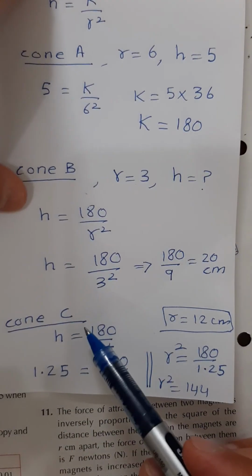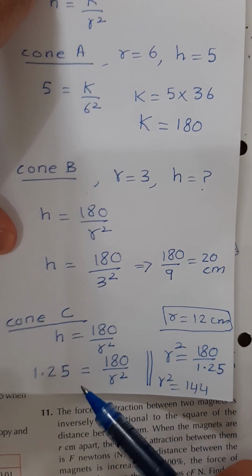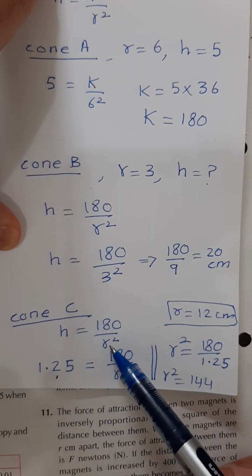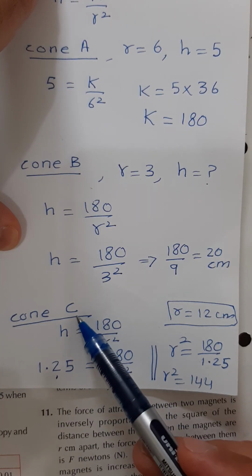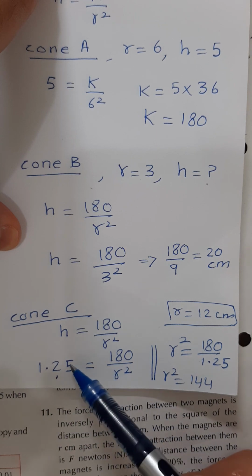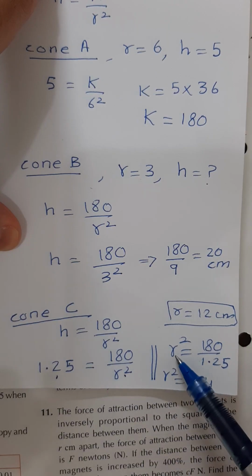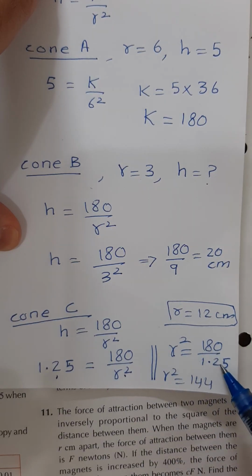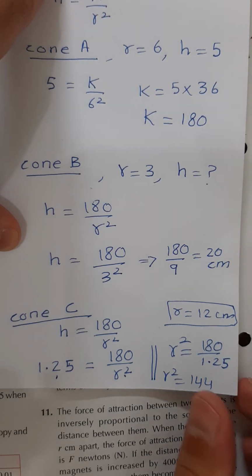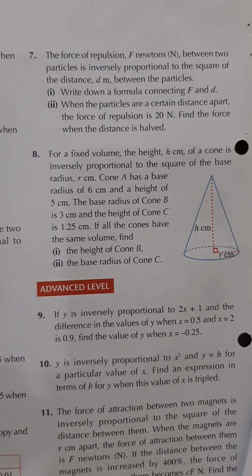Whereas for cone C, they have given you the height, which is 1.25, whereas they have asked you to find the base radius for cone C. So r square will be moving to the left side and 1.25 will be coming to the right side. It will become r square is equal to 180 over 1.25, which will give you 144 equal to r square. So take the square root on both sides, you will get the value for r equal to 12 centimeter. So this is the solution up to question number 8.